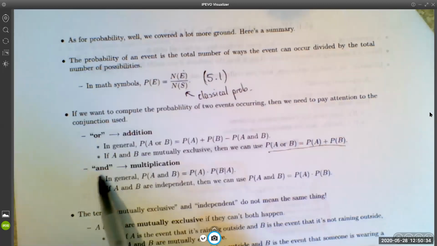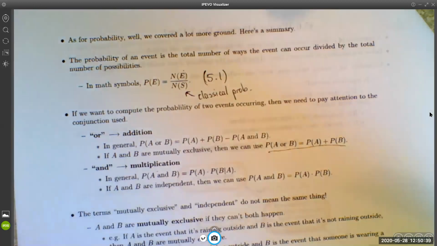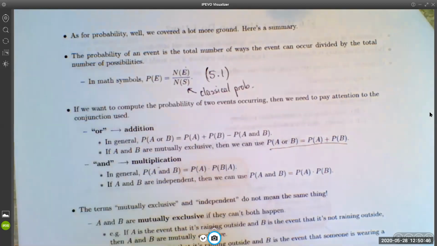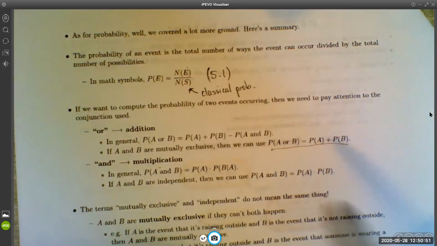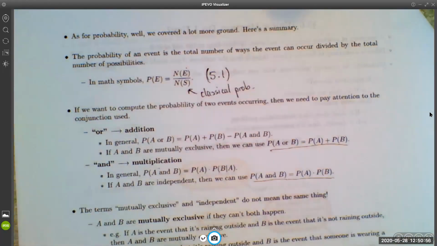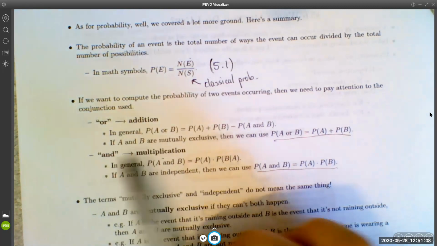If you see an and probability, then you should be thinking of a multiplication rule. And again, to be explicit about it, probability of A and B is probability of A times probability of B given A. Now, if you happen to know that A and B are independent, then again, we have a slightly easier version of the multiplication rule, right? If A and B are independent, then probability of A and B is just probability of A times probability of B. Okay? So if you see or, you should think addition rule. If you see and, you should think multiplication rule.